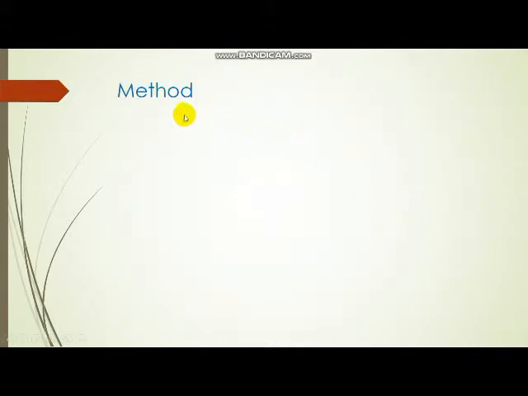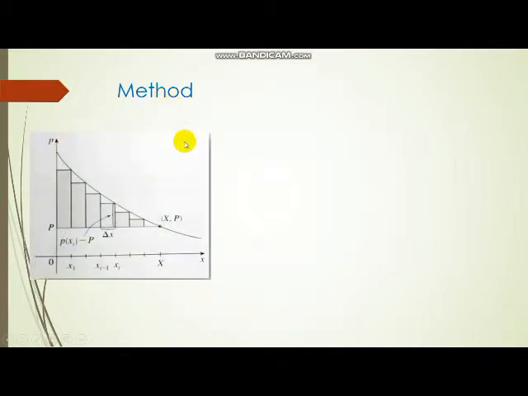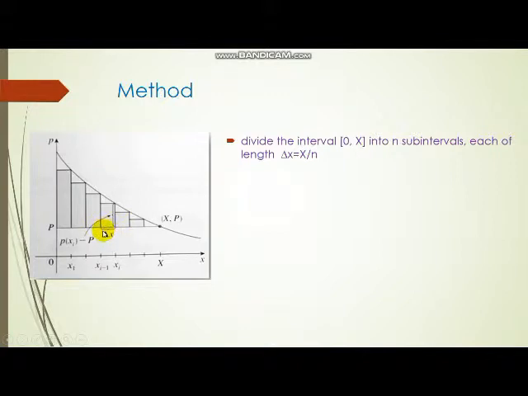So now I will present the method. To determine the total consumer surplus, we look at the demand curve and divide the interval from 0 to x into n subintervals, each of length delta x. To find this length, we use x divided by n, so we get the length of quantity. To get the length of price, we take the price of demand minus the actual price, so we get the difference in price.